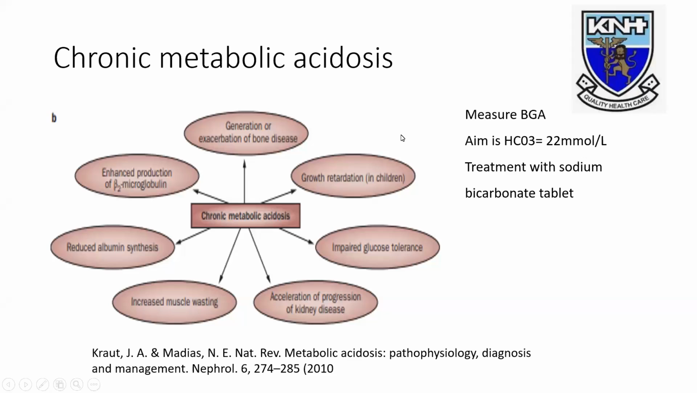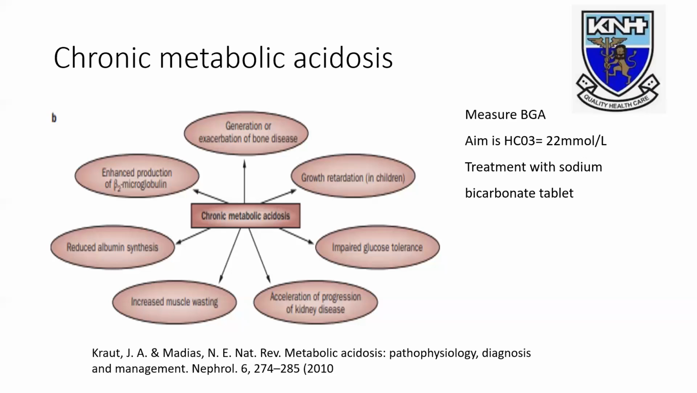How we do it: we frequently measure the blood gas analysis, aiming to have a sodium bicarbonate equal to 22 millimole per liter or above. And the treatment is to give sodium bicarbonate. We have tablets of 350, 650 milligrams, and 1.5 grams. The dose is 6 milligrams per kilo per dose, and it's supposed to be given every 12 hours to 8 hours.